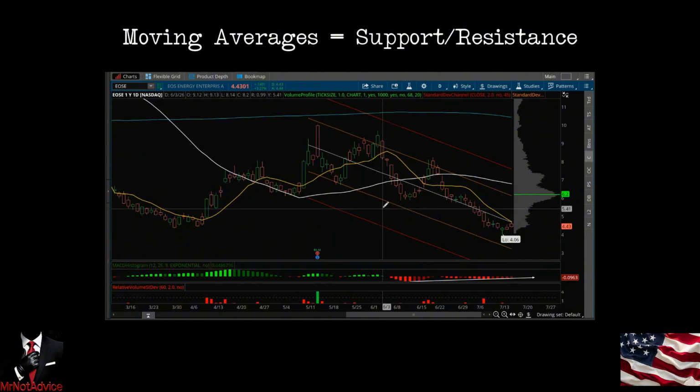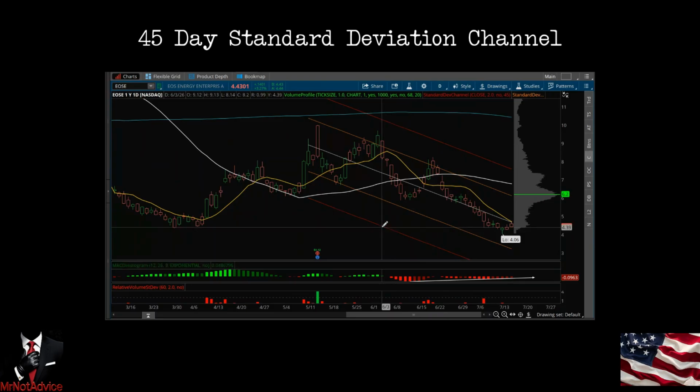The other indicator on this chart is this standard deviation channel. It's 45 days. Why 45? Well, 45 days is very simple. The theta cliff for every option is 21 days. At 21 days, your option contract is going to decay.